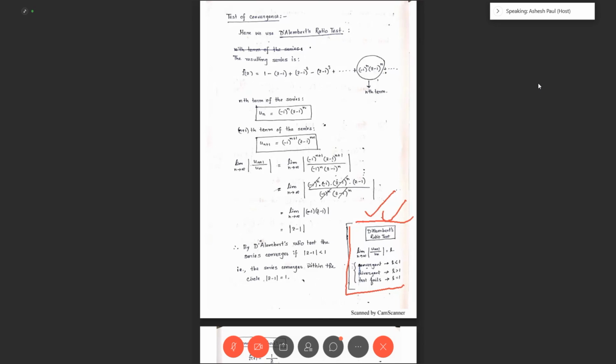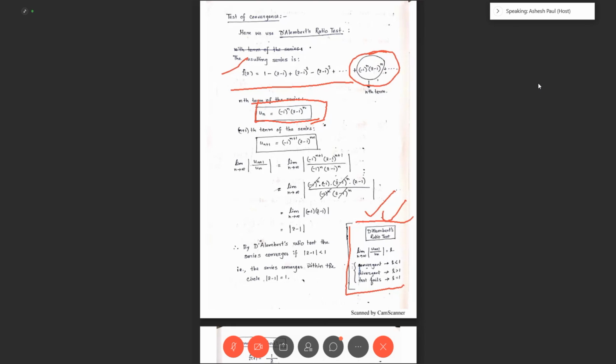Now, the resulting series, the Taylor series of the function f(z) about the point z equal to 1, is this series: 1 minus (z minus 1) plus (z minus 1) whole square, and so on. That is the series we have just calculated in the first part of the problem. So the nth term of this series is (minus 1) to the power n into (z minus 1) to the power n. We are considering the nth term as un. So un is equal to (minus 1) to the power n, (z minus 1) to the power n. This is the nth term.